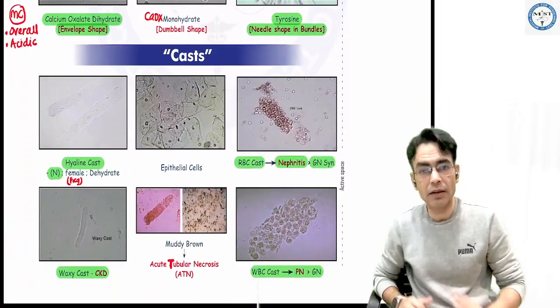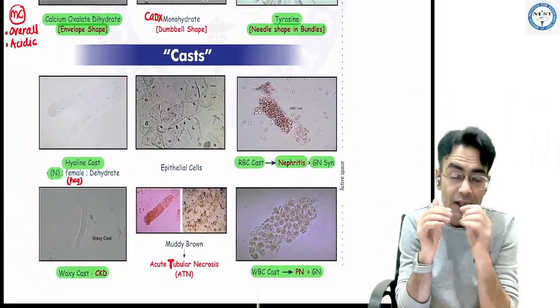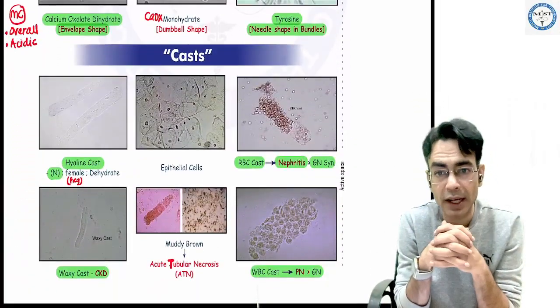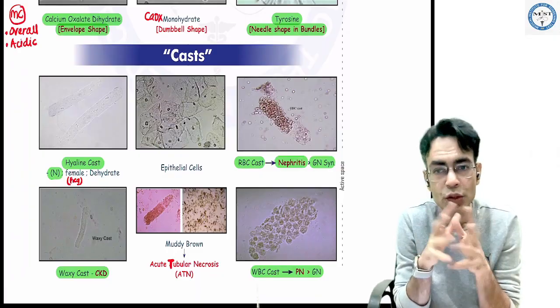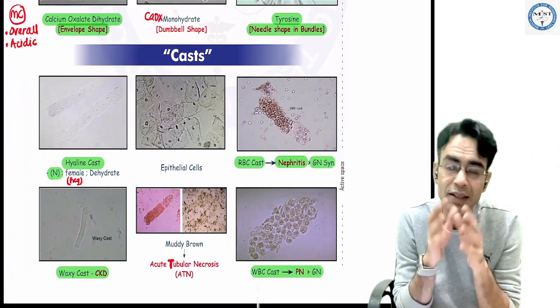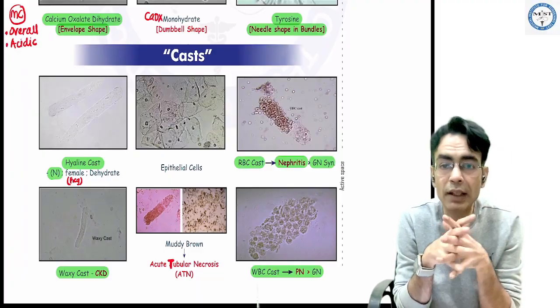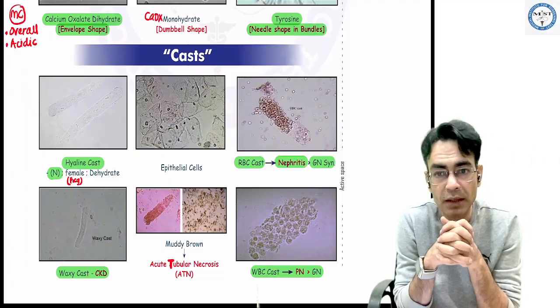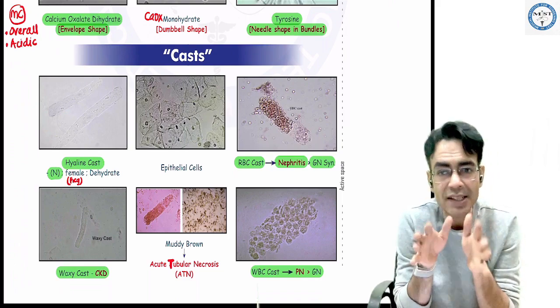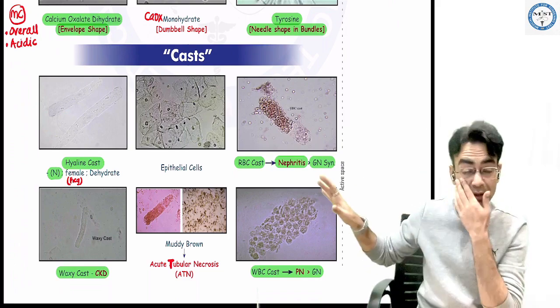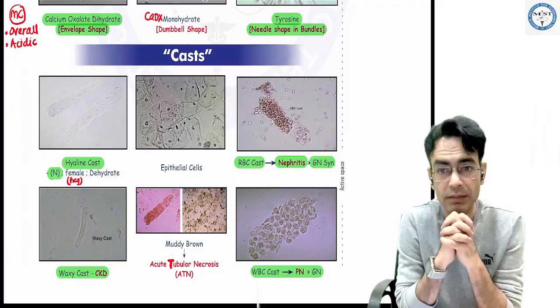Then casts में बेटा ये कास्ट तो याद करके जाना. हाइलिन कास्ट नॉर्मली दिखती है और प्रेग्नेंट फीमेल में और डिहाइड्रेटेड इंडिविजुअल्स में. आरबीसी कास्ट इन नेफ्राइटिक सिंड्रोम्स, wherever you are losing blood. WBC casts in infections like pyelonephritis you will see. Muddy brown cast in acute tubular necrosis and waxy cast in CKD. Question आ सकता है direct. ठीक है. So this you have to learn.